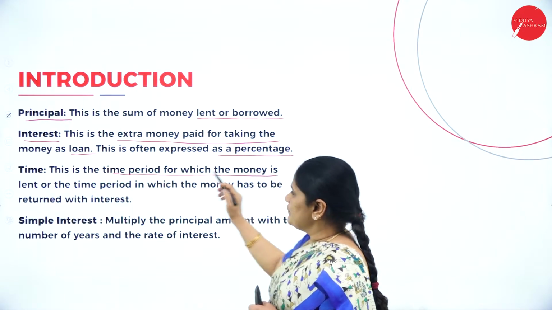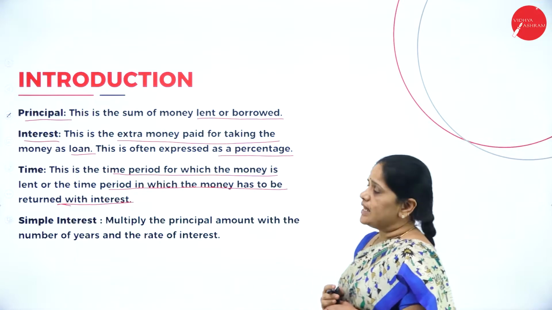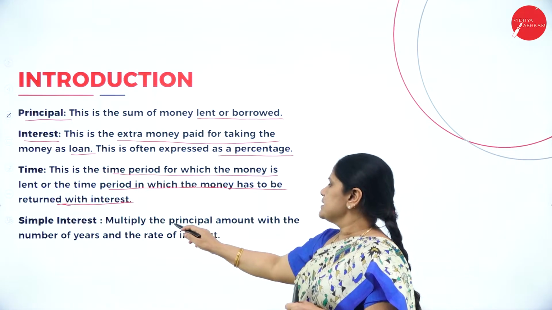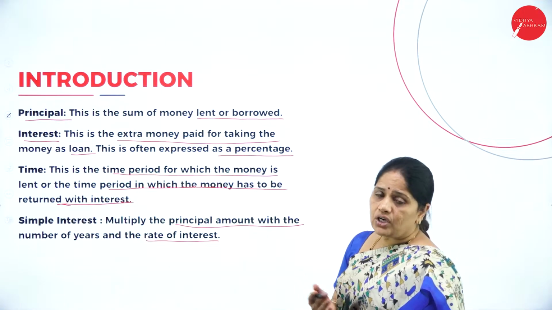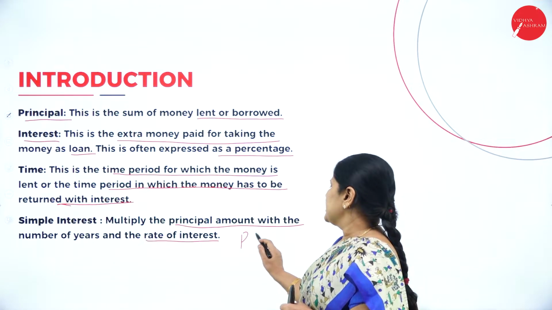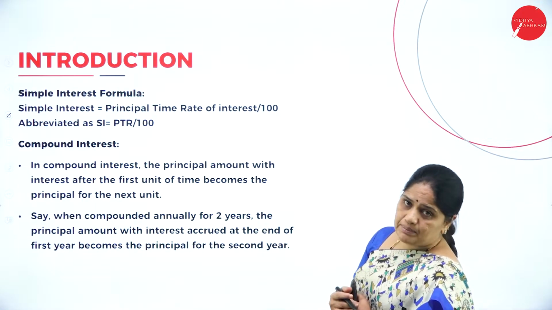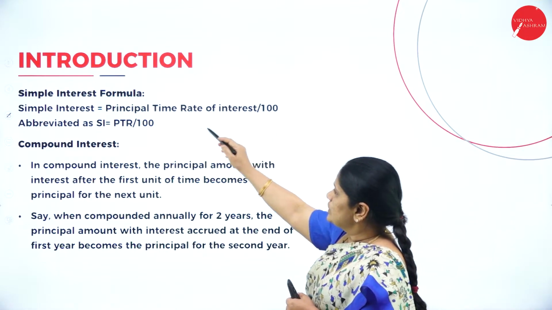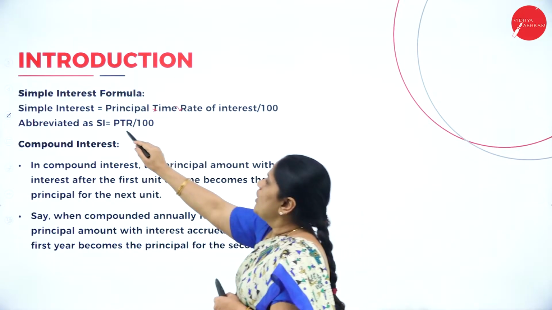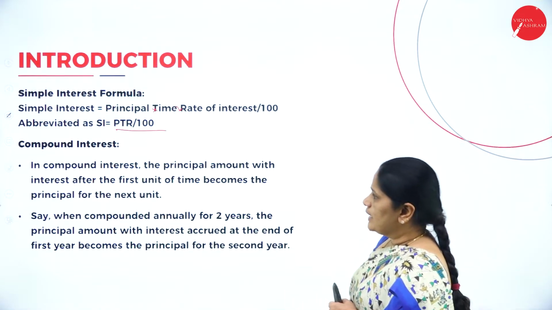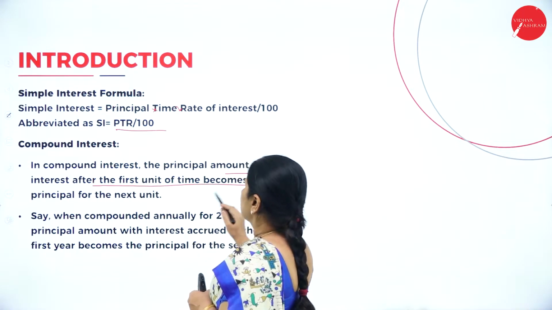Then, the time period for which the money is lent or the time period for which the money is returned with interest. Then, next one is simple interest, where we multiply the principal amount with the number of years and the rate of interest. So, we all are familiar with the formula for simple interest, that is PTR by 100. So, this is equal to principal into time into rate of interest divided by 100, or we can write it as PTR by 100.